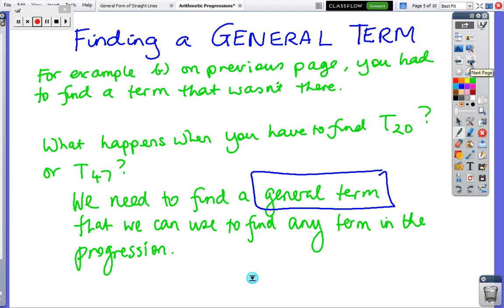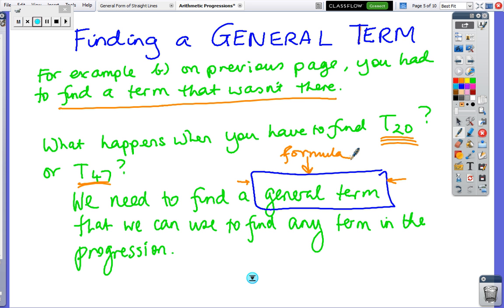So, finding a general term. In that last example that you did, we had to find a term that actually wasn't there when we wrote the question out. So what happens if in that pattern you had to find T20 or T47? You can't be expected to keep going up to 20 terms or to 47 terms, it's too labor intensive. So what we do is we find what's called a general term, like a formula. This is a formula, like a recipe, that will help us find any number in the pattern without just being low tech and just adding.